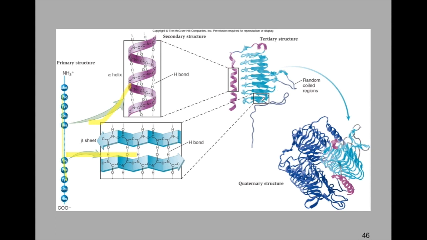Now, if multiple polypeptides were required, here's our purple and aqua colored polypeptide that we created here, and it is now interacting with a dark blue protein that was created, and the two of them together create a quaternary structure.